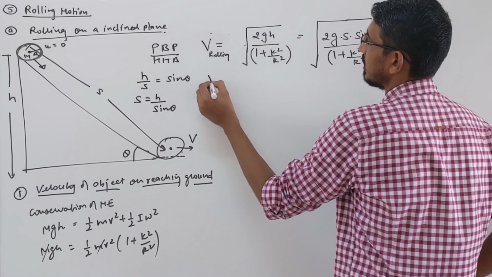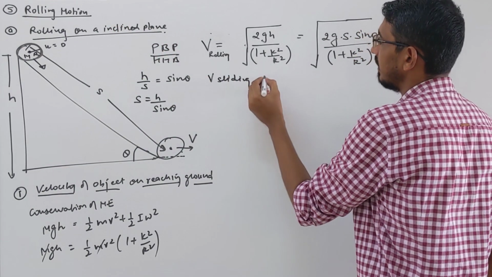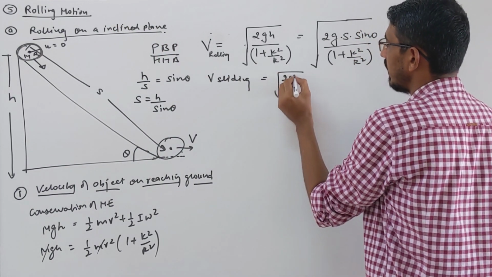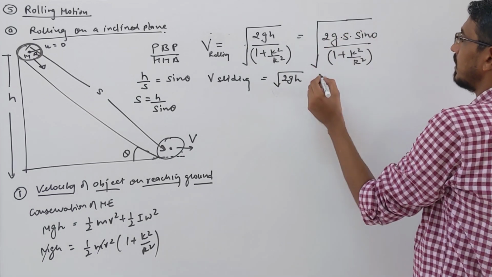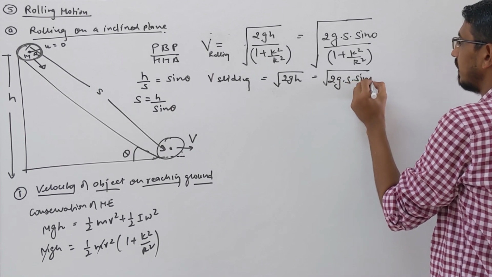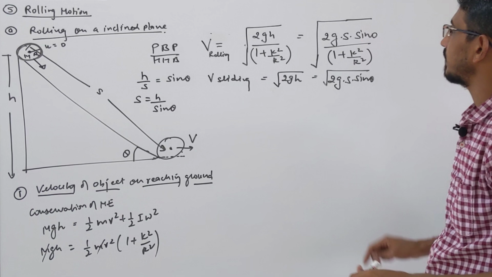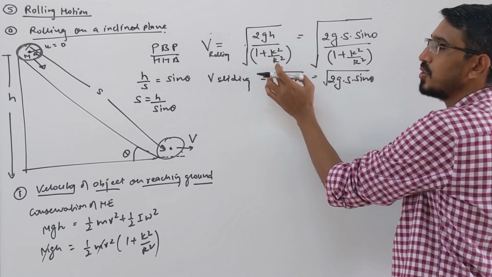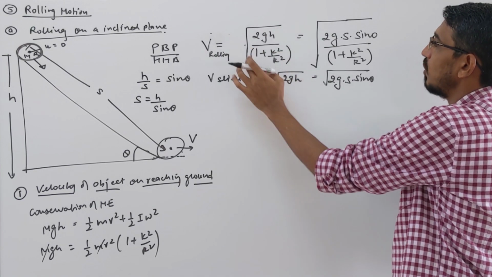Suppose they ask velocity in case of sliding, the object is not rolling, it's just sliding. Then velocity becomes simply root 2gh, that's all. This much only it comes. Root 2gh, or in terms of this, you can write root of 2g s sin theta. If you watch carefully, this term is always positive, k cannot be negative. So this becomes always more than 1.